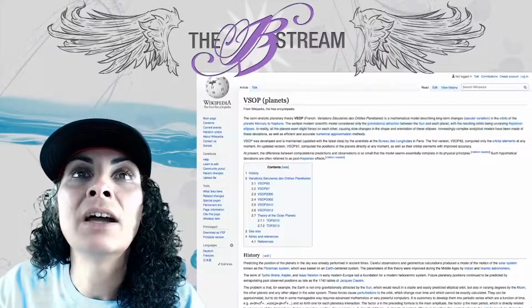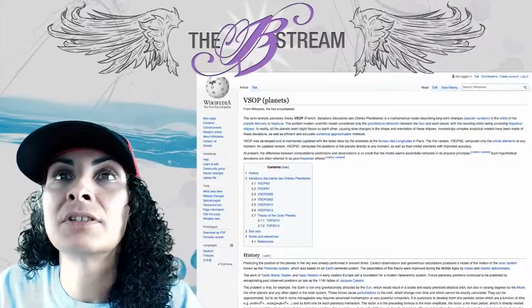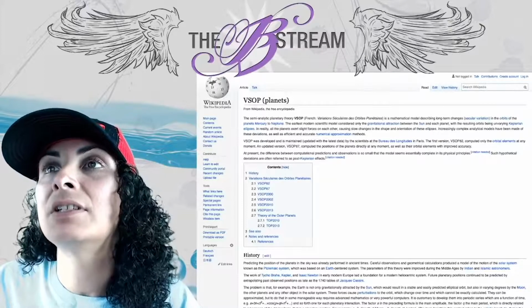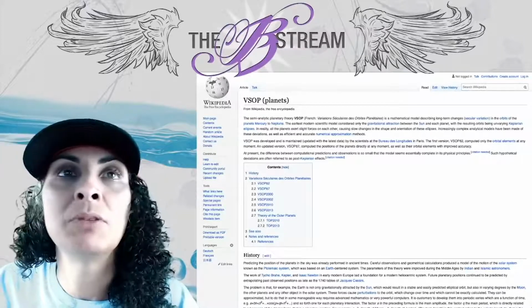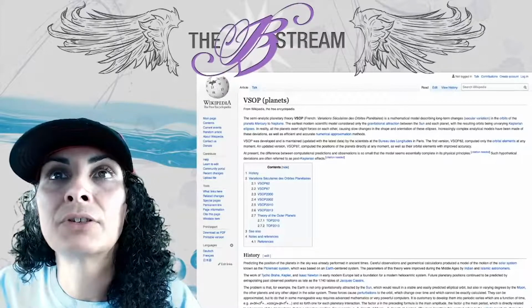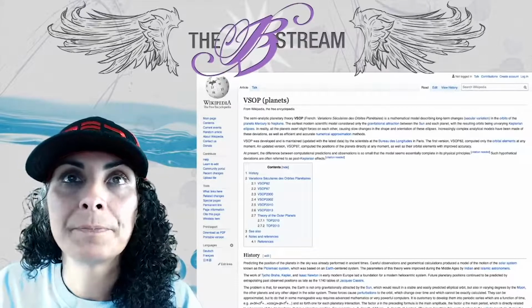In reality, all planets exert slight forces on each other, causing slow changes in the shape of the orientation of these ellipses. Increasingly complex and analytical models have been made of these deviations, as well as efficient and accurate numerical approximation methods.